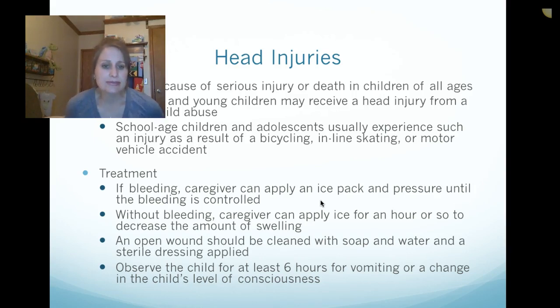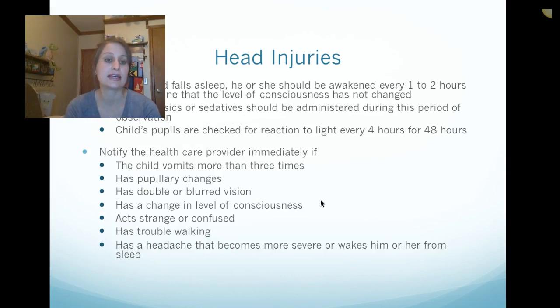With the treatment, if it's bleeding, the caregiver can apply an ice pack and pressure until the bleeding is controlled. Without bleeding, the caregiver may apply ice for an hour or so to decrease the swelling. An open wound should be cleaned with soap and water and a sterile dressing applied, and then observe the child for at least 6 hours for vomiting or change in level of consciousness. If the child falls asleep, we want to wake them every 1 to 2 hours, making sure their level of consciousness has not changed and that they are able to wake up.